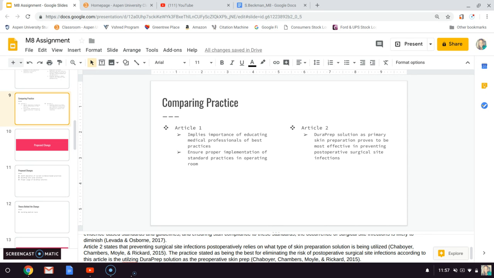Article 2 states that preventing surgical site infections postoperatively relies on what type of skin preparation solution is being utilized. The practice stated as being the best for eliminating the risk of postoperative surgical site infections, according to this article, is the utilizing of DuraPrep solution as the preoperative skin prep.